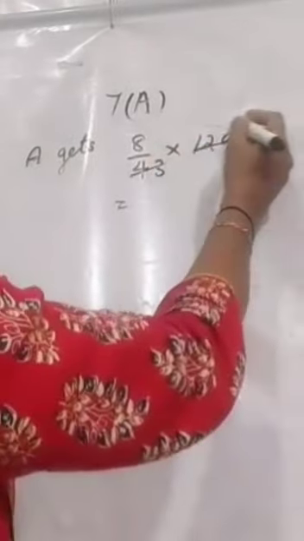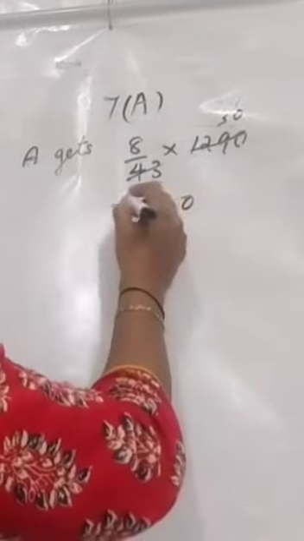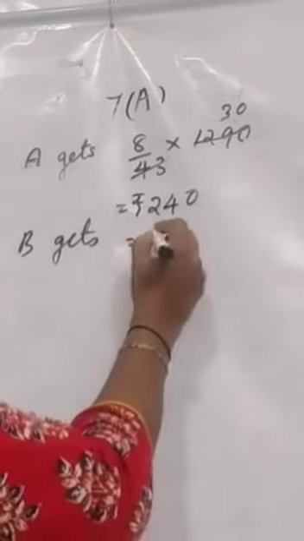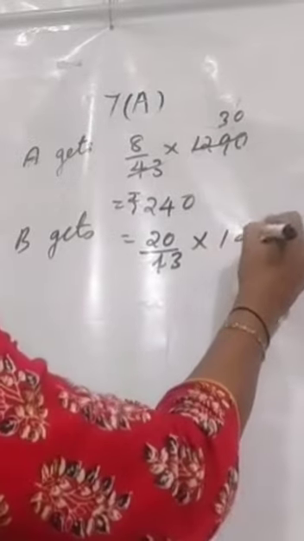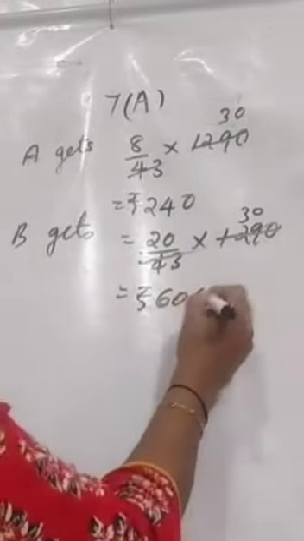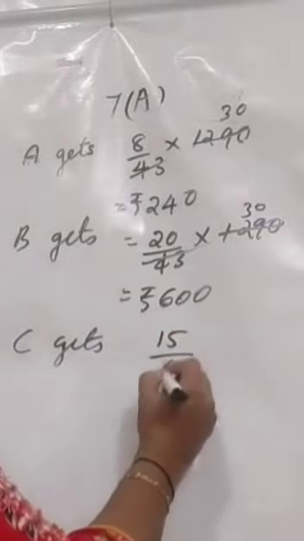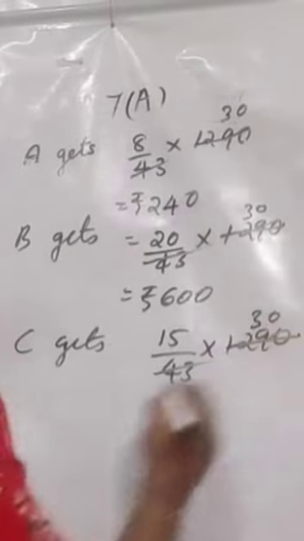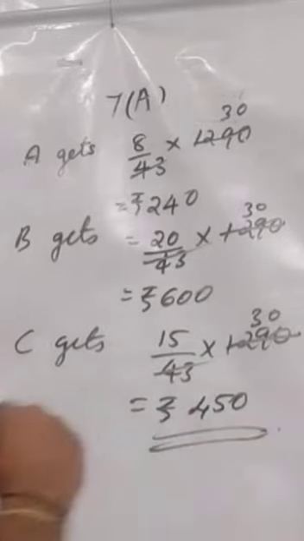43 and 129. You can do this 30. So rupees 240. And now B gets 20 out of 43 into 1290. That is rupees 600. And C gets 15 out of 43 into 1290. Rupees 450. So these are the values required.